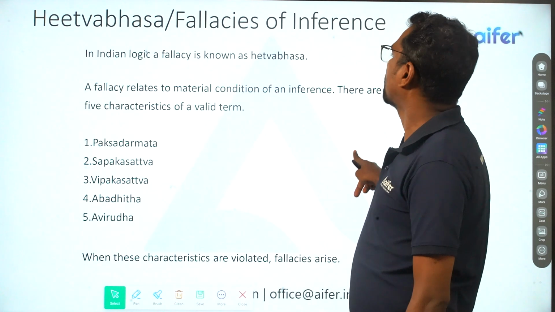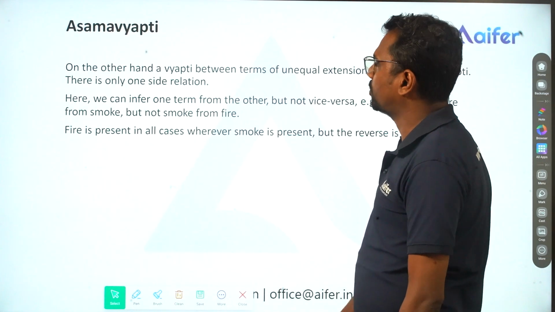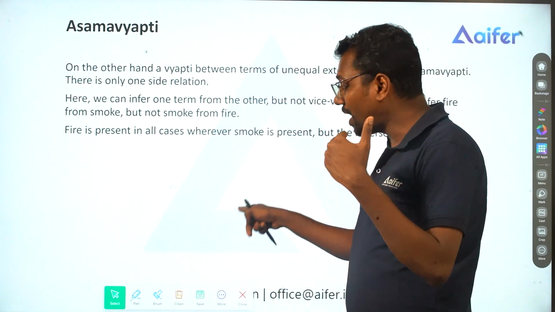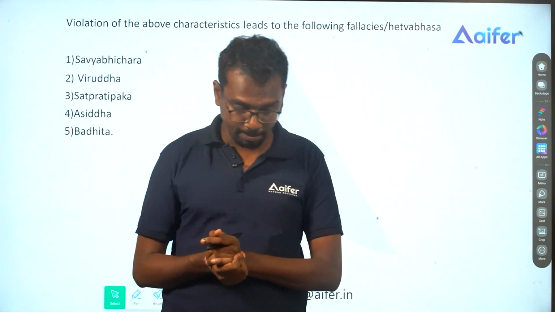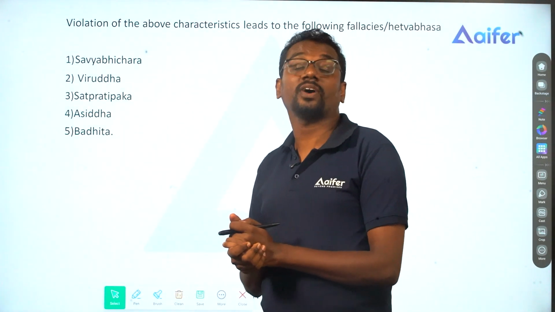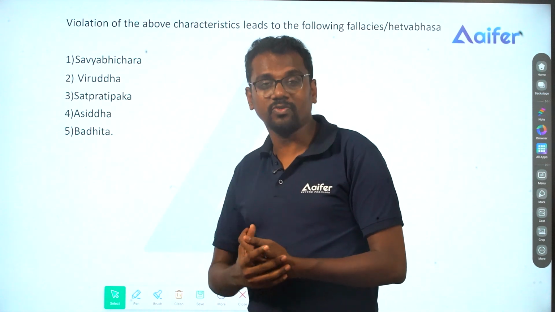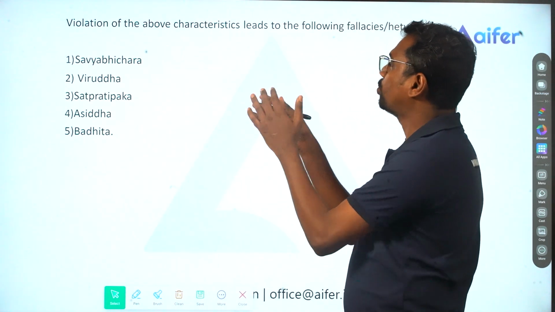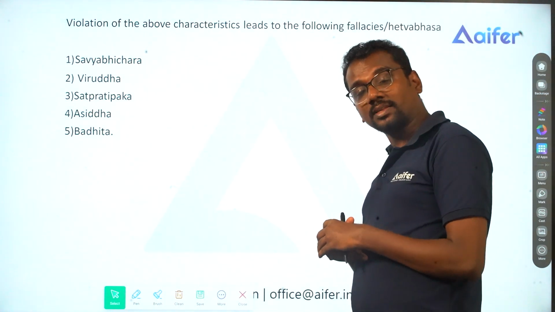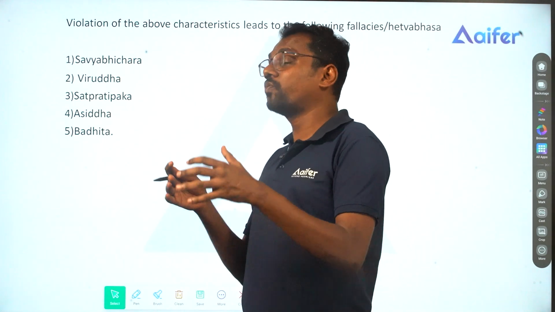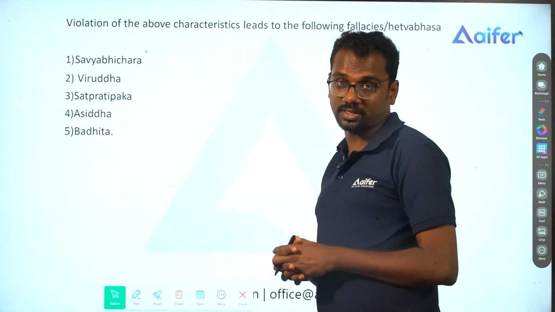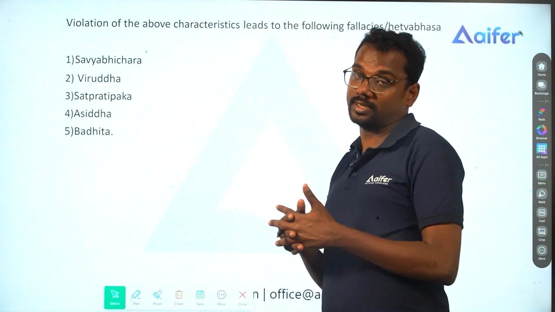Moving to the last one, Hetvabhasa, which is what we call the fallacies of inference. We have already studied some fallacies in Western logic, the formal fallacies and informal fallacies. Similarly, Hetvabhasa refers to fallacies or errors of reasoning in Indian logic. Basically, we have five different types of fallacies in Indian logic.